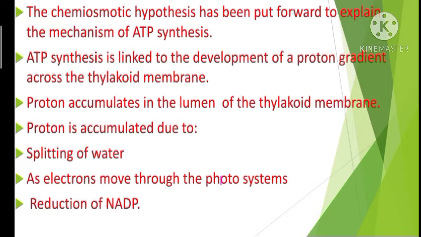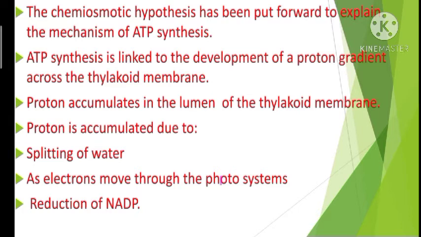What is a proton gradient? It is the difference in hydrogen ion concentration across the membrane. The membrane here is the thylakoid membrane. ATP synthesis can occur in mitochondria as well as in chloroplast. So here we are seeing how ATP synthesis occurs in the chloroplast.